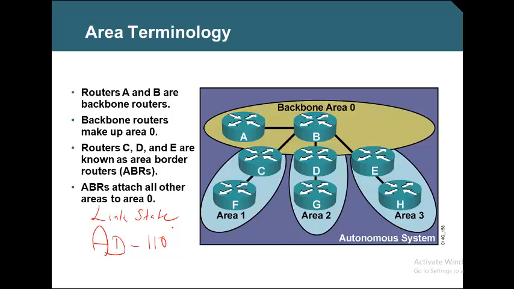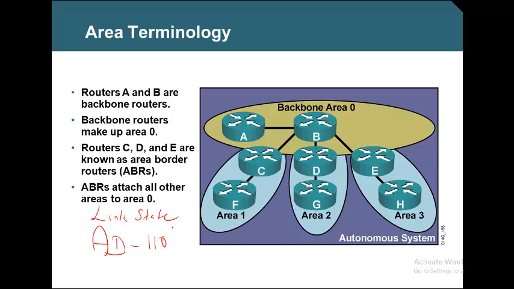To accommodate a very large scale network, areas, two levels of hierarchy. Area 0 as a backbone. The rest of all the other areas connect to area 0. Only then can they talk to each other. Without area 0, no two areas can communicate.